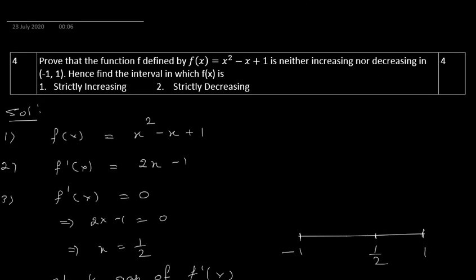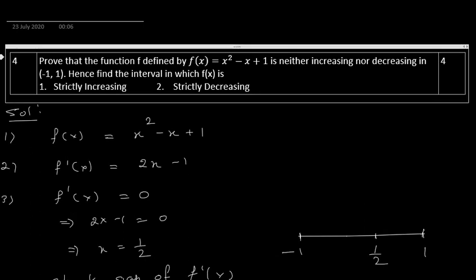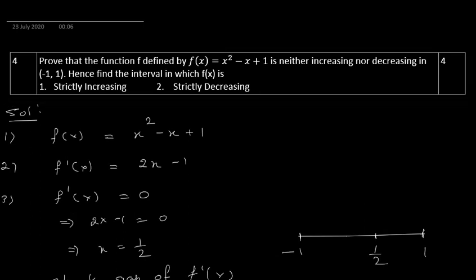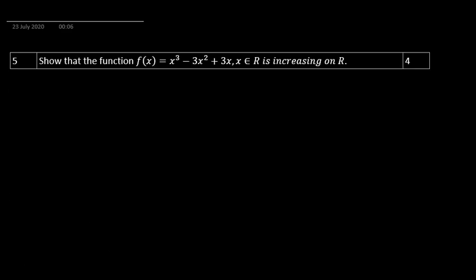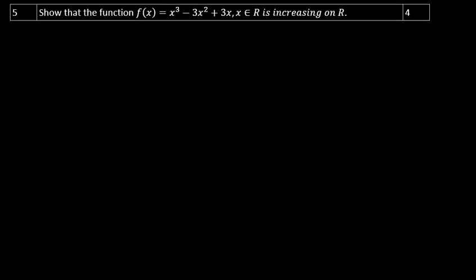Have you got it? We have found out in which interval it is strictly increasing and in which interval it is strictly decreasing. Now let us see the last question. Show that function f(x) is increasing on R. Now all these questions are coming for 4 marks. Solution.